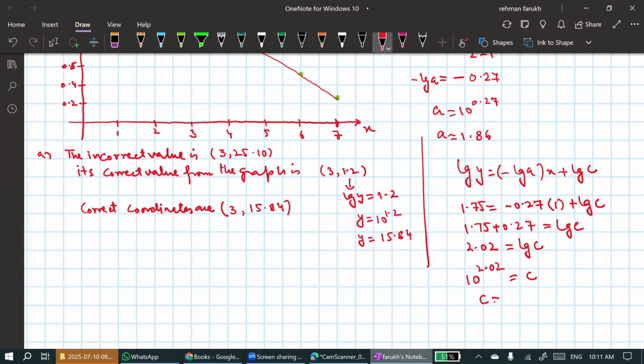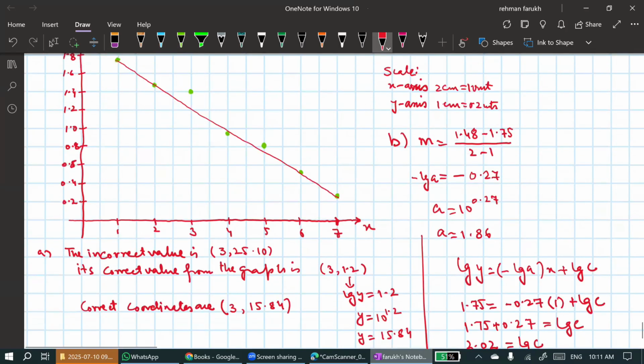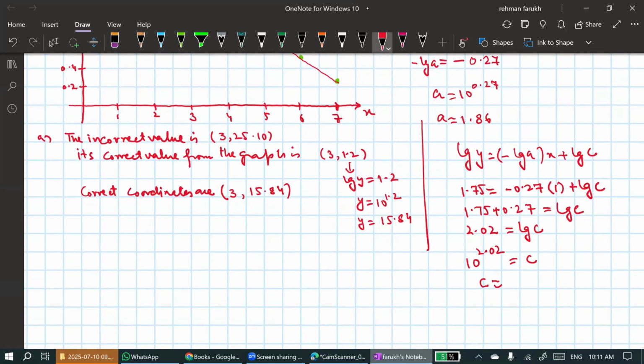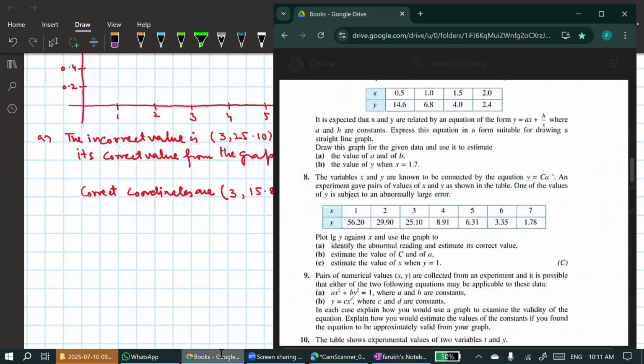What's the value of C? 10 to the power 2.02 is 104.71. Up to three significant figures, this one is 105. This one is the value of C. This one is the B part. Now, what's the C part? The C part is: estimate the value of X when Y is equal to 1.